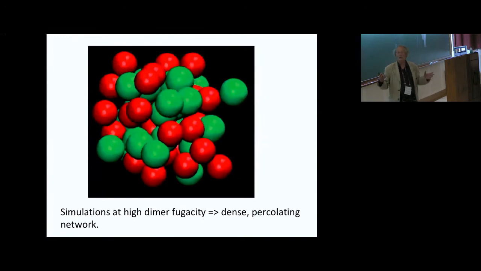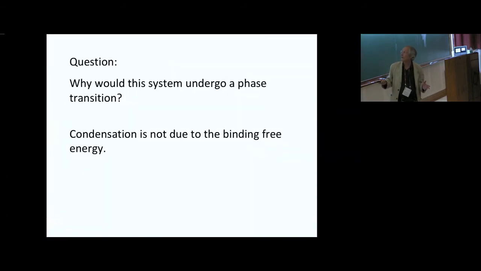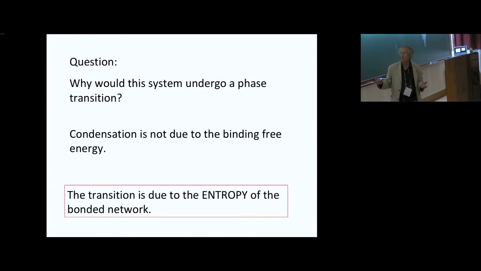You get a very large density of a dense percolating network of these red and green particles. You think, why is that happening? Because it cannot be due to the binding free energy, because all bonds have already formed. This is in a low temperature region. So why is there a transition? And the transition is because of entropy.